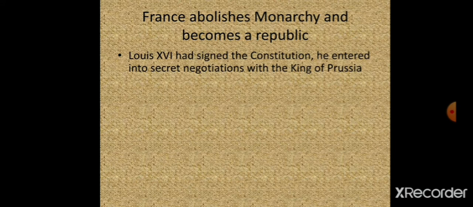Here, Louis XVI had signed the constitution, and he entered into a secret negotiation with the king of Prussia. Look, no autocratic power will want to rule according to someone else. And that is what Louis XVI wanted. He didn't want to rule under the National Assembly. And Prussia was a country that was going to help Louis XVI.